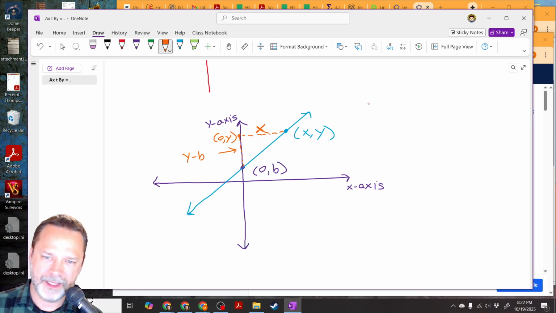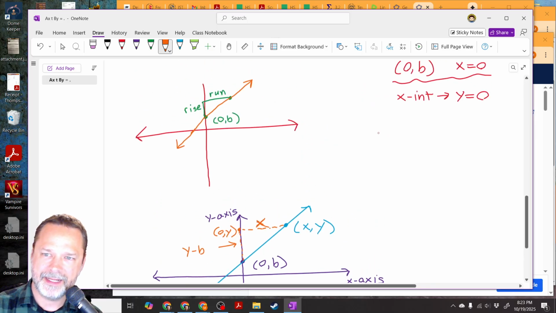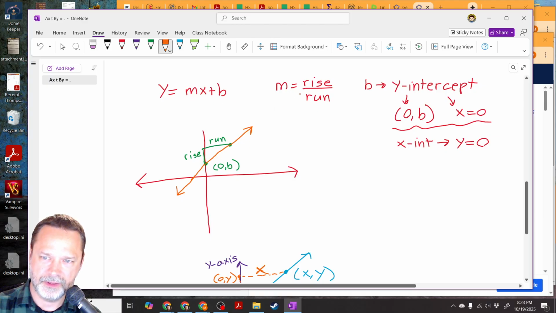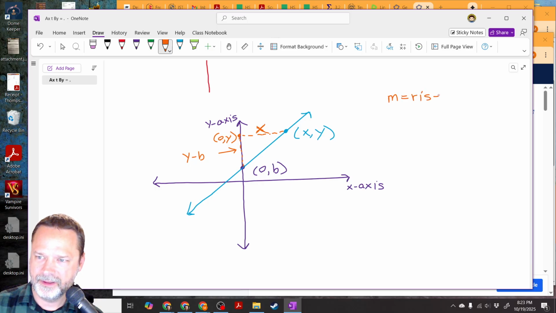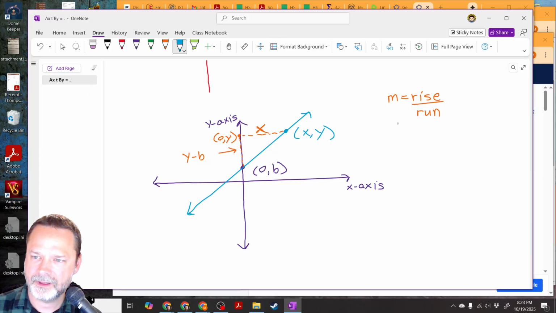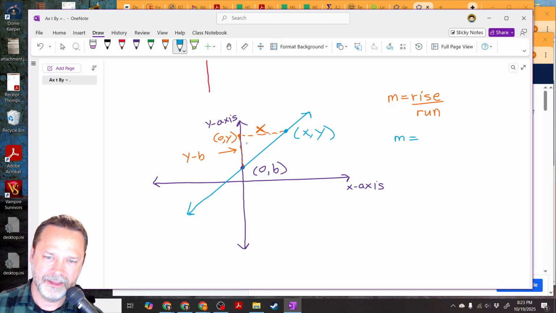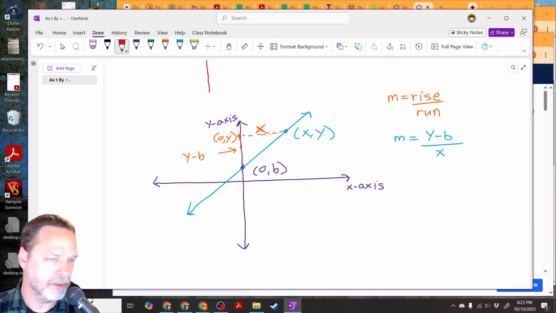So what I could do is, and we are making the claim that m is our slope. So since our m, I'll do the math over here, is our rise over our run, then we would have m is the same as, what's the rise? It's y minus b. And what's my run? It's x. Now what would happen if I solve for y?